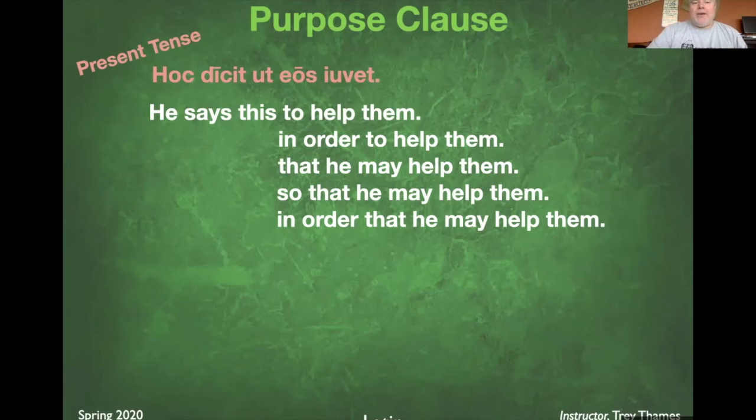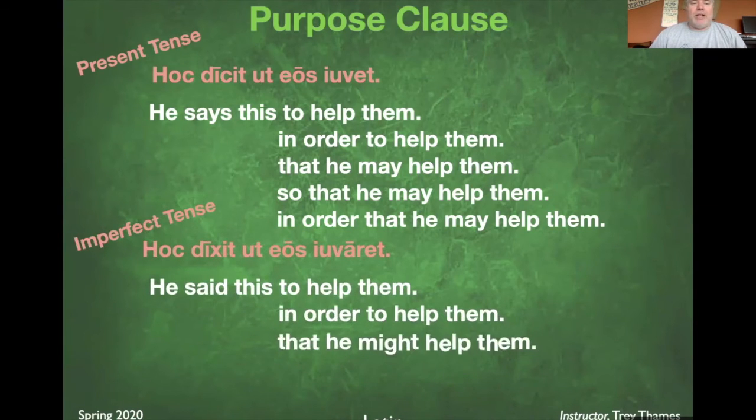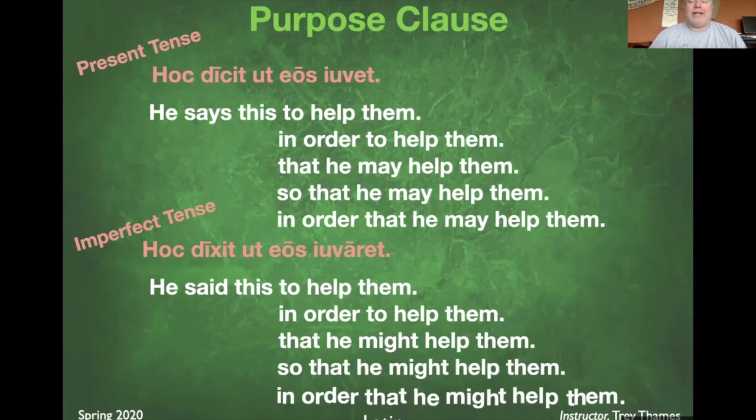Okay, now compare this to what we're talking about this week, the imperfect tense. Here you have a very similar sentence, but notice the main verb has changed from dicit, present tense, to dixit, perfect tense. Hoc dixit ut eos iuvaret. So not only is the main verb in the perfect tense, you have the subjunctive in a past tense. It's the imperfect tense. I-U-V-A-R-E-T, iuvaret, is the infinitive plus ending. So you know it's the imperfect form of the subjunctive. And so notice how this is translated.